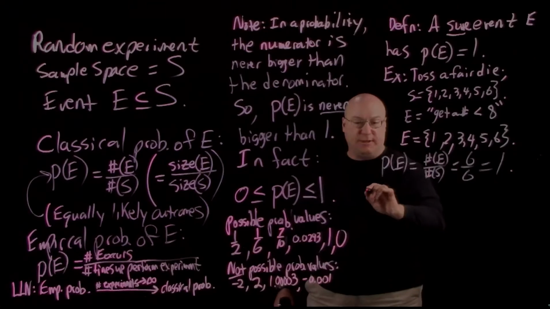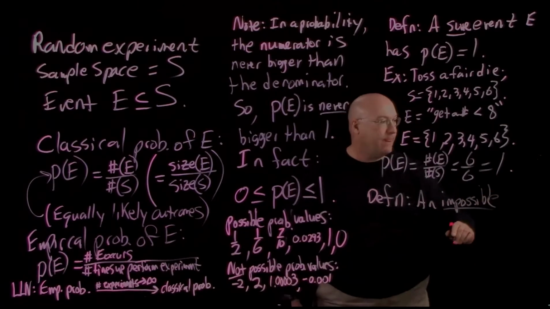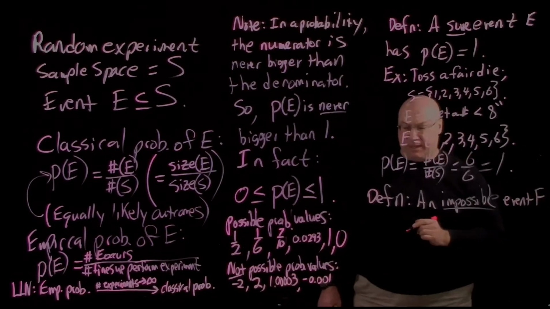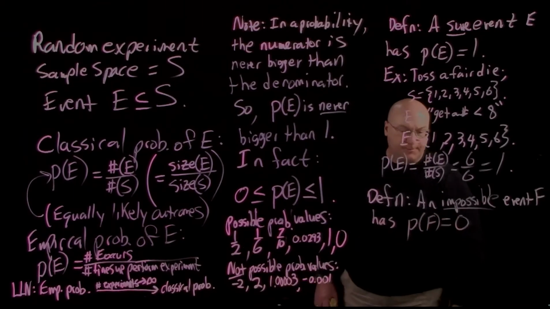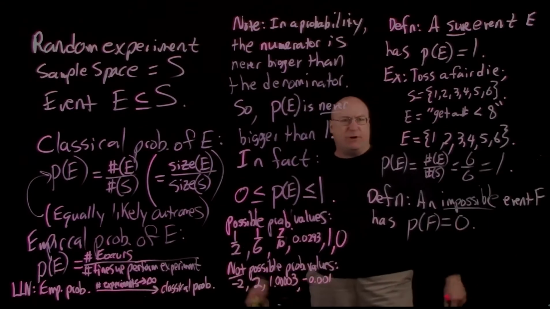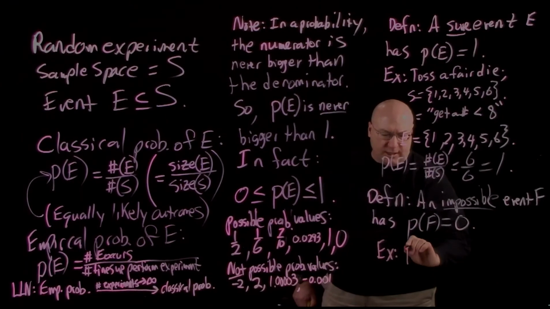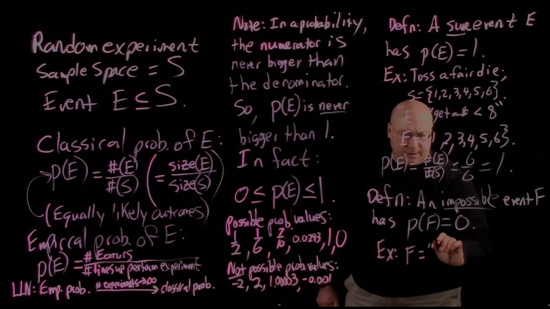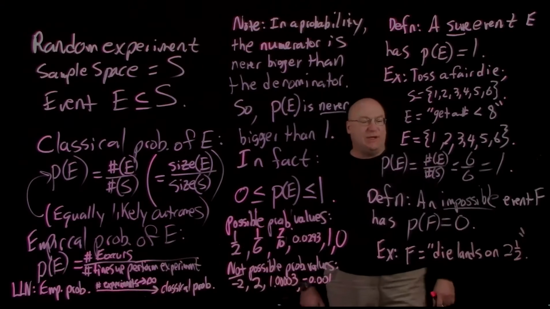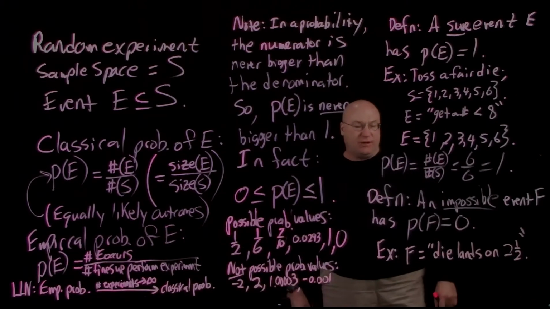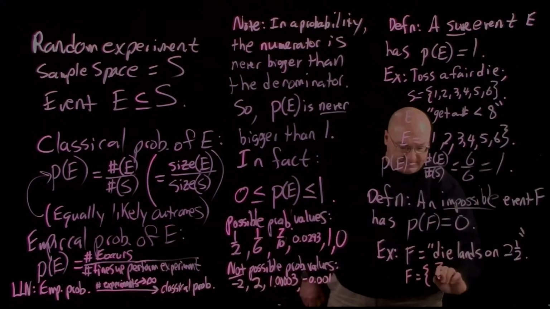What about an impossible event? I bet you can guess. An impossible event F is such that the probability of F is 0. All right, so impossible means 0% probability. We have the same context as above, but the example would be: let F equal the die lands on 2.5. Is 2.5 an actual possible outcome? The answer is no. So as a subset of the sample space, it's just the empty set, correct?